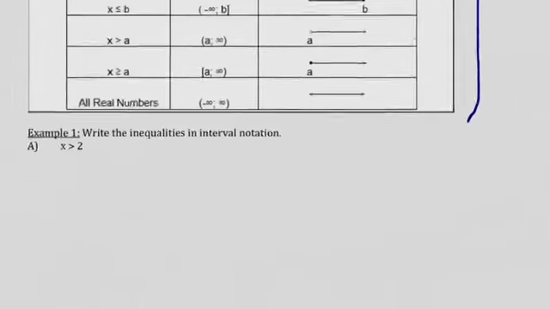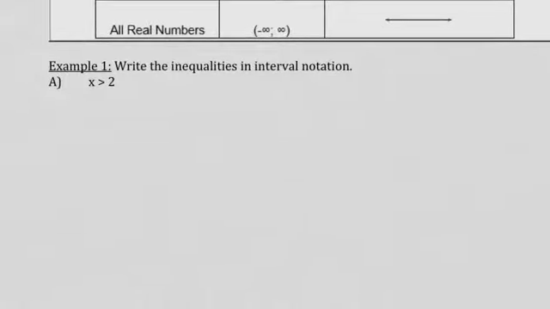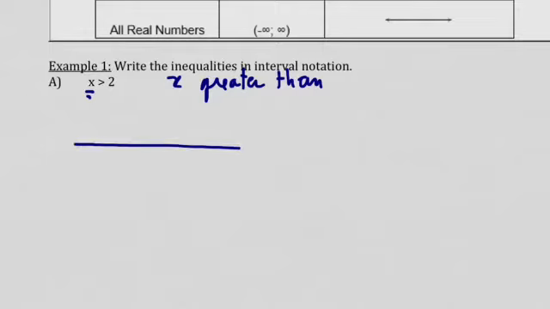example number 1. In this example number 1, we have x greater than 2. First of all, every time you're reading an inequality, you always start reading your inequality from the variable. In that case, x. So we have x greater than 2. If I want to write the inequality in interval notation, first of all, I'm going to represent my number line and plot my 0.